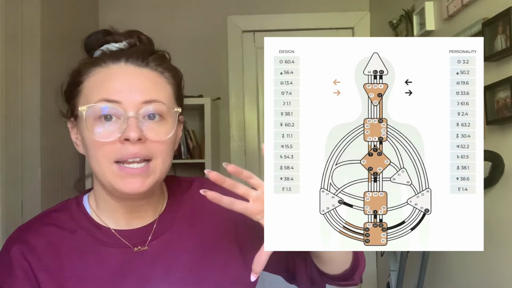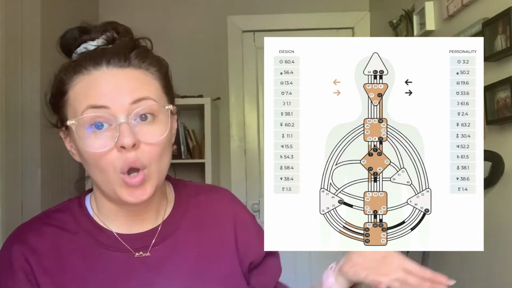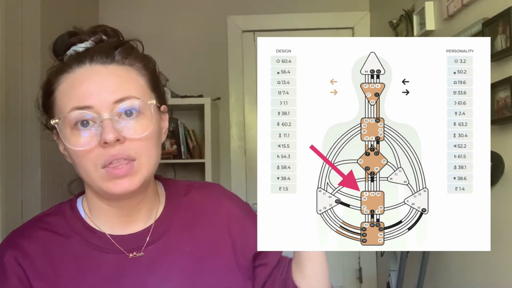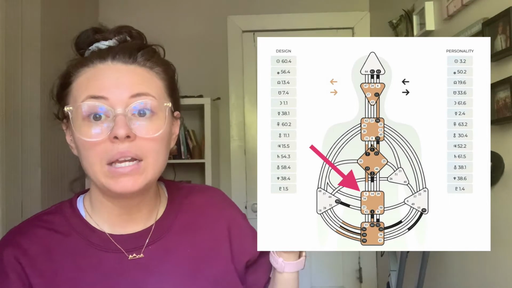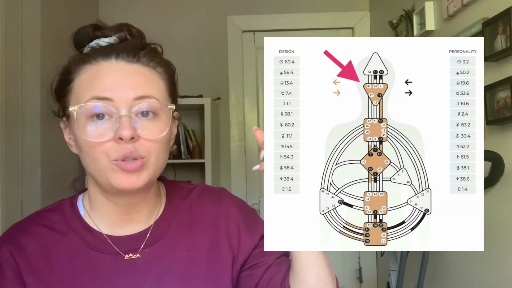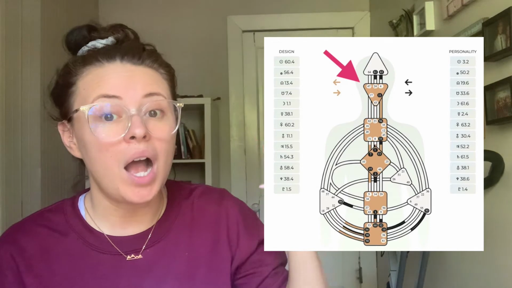And a defined center versus an undefined or an open center is whether or not it is colored in. So you can see that the ones that are beige here, those are my defined centers. And a defined center is where you have a little bit of a consistency and sometimes even a rigidity in that energy. So this top triangle right here, that's my Ajna Center.